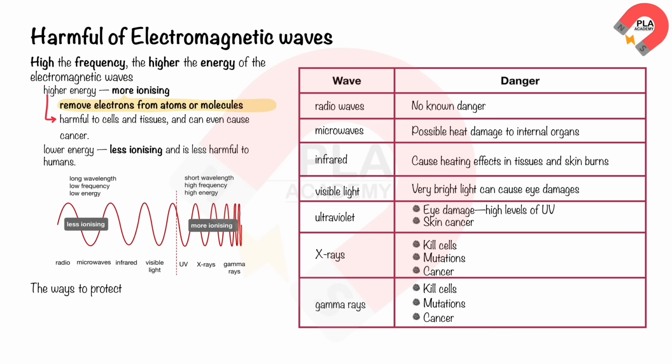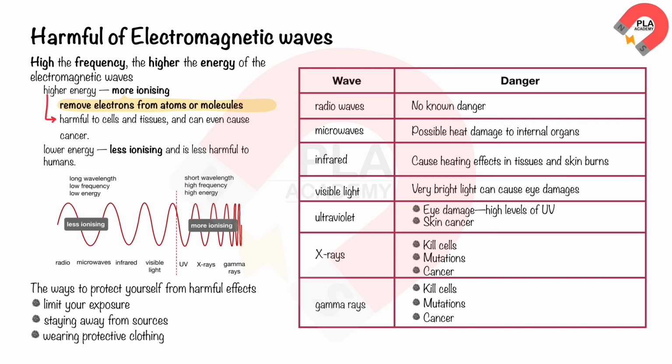The best way to protect yourself from the harmful effects of electromagnetic waves is to limit your exposure. This means avoiding using electronic devices for long periods of time, staying away from sources of strong radiation, and wearing protective clothing when necessary.